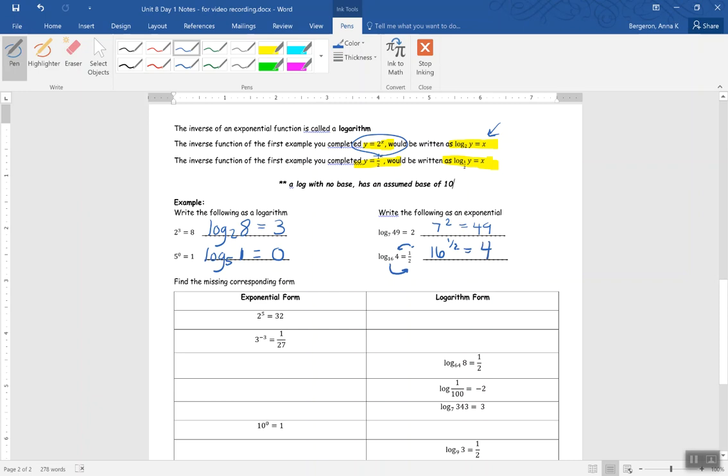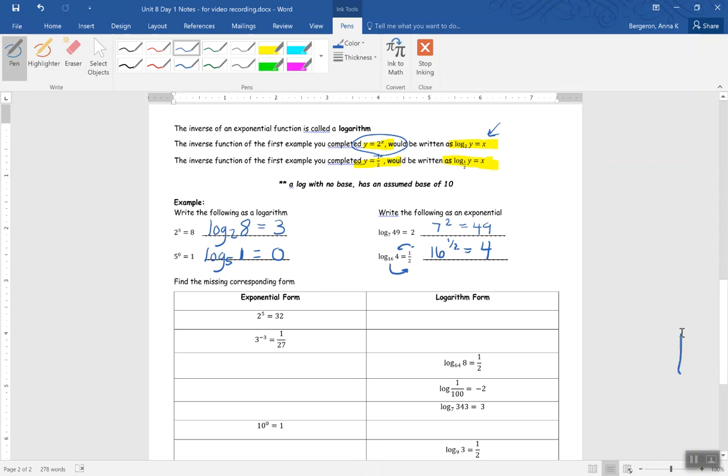If you solve this in your head, I have 7 to the second power equals 49, that's true. 16 to the 1/2 equals 4, that's true. You would never want to write something that wouldn't give you a true statement. For instance, let's say you're rewriting and you wrote it as 7 to the 49th power equals 2. Well, you know that's not true. So something in our rewriting must have gone incorrectly. Keep that in mind.